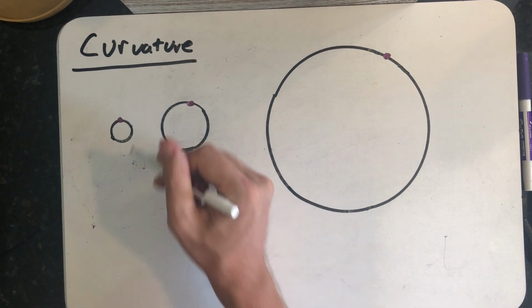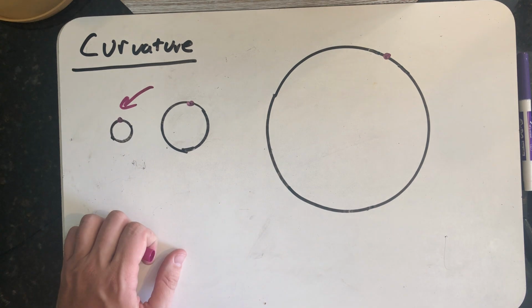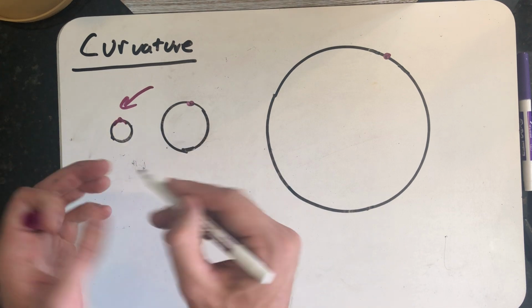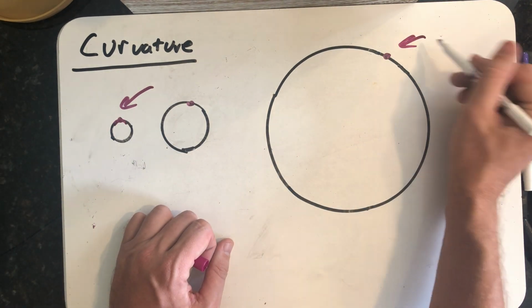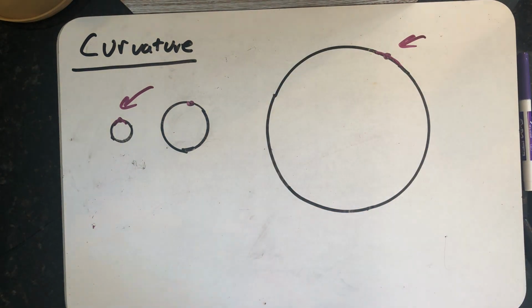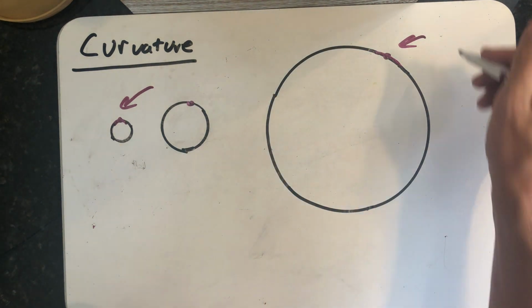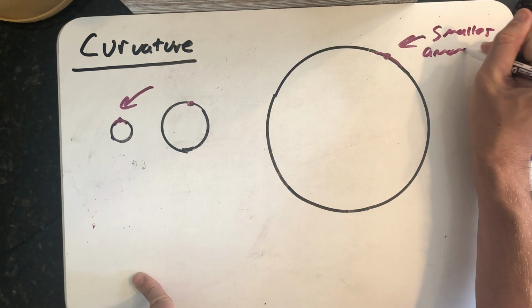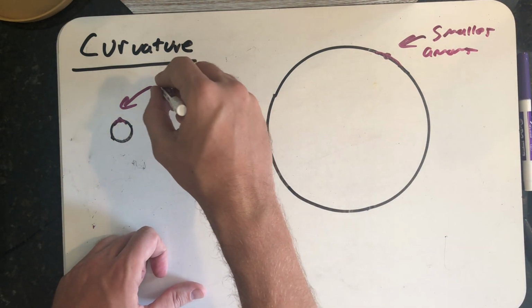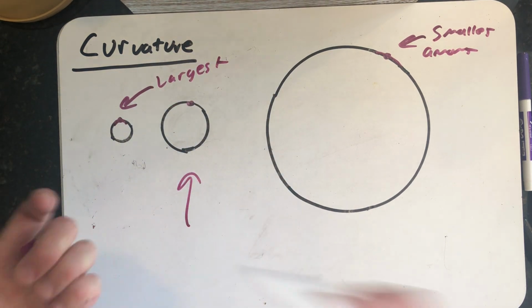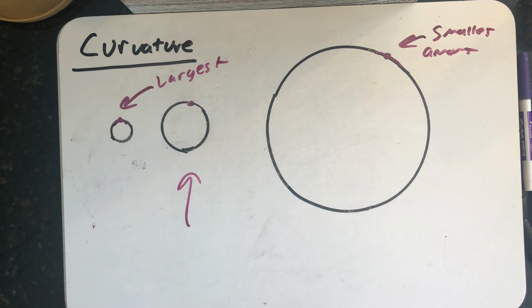So I'm hoping that you thought this one had the highest amount of curvature. Looking just near that point, it looks like this circle's turning pretty quickly. It's very curvy. And then this one has the least amount of curvature. In fact, if you look really, really close to that point, it looks fairly straight. So I'm going to say this has the smallest amount of curvature, and this has the most. And then this one's just stuck in the middle, and I don't have a lot to say about it.